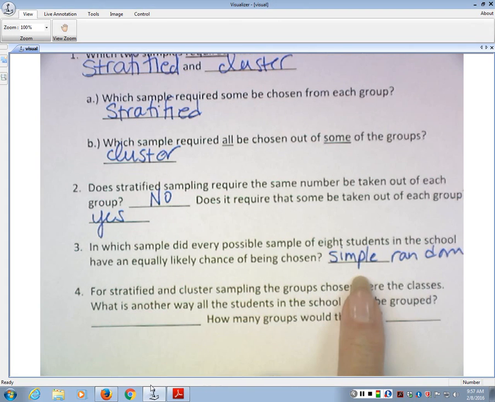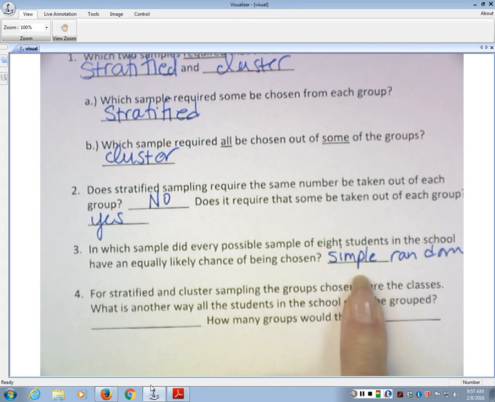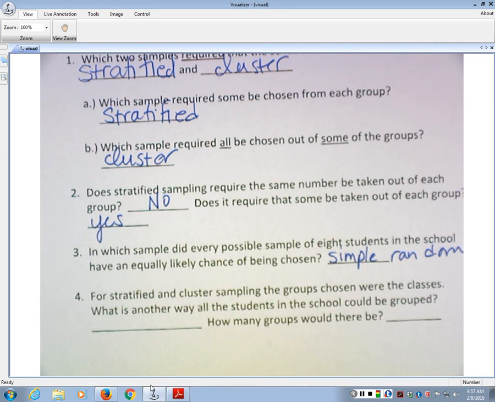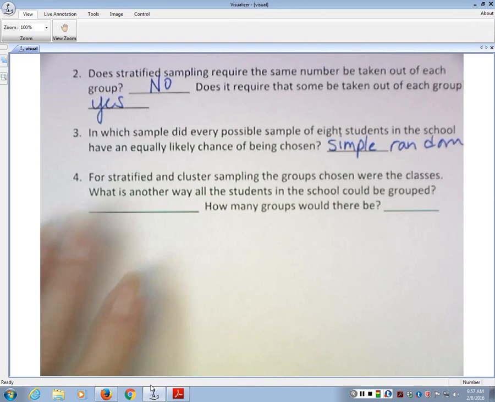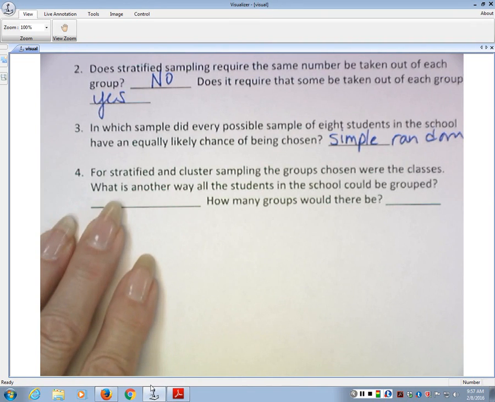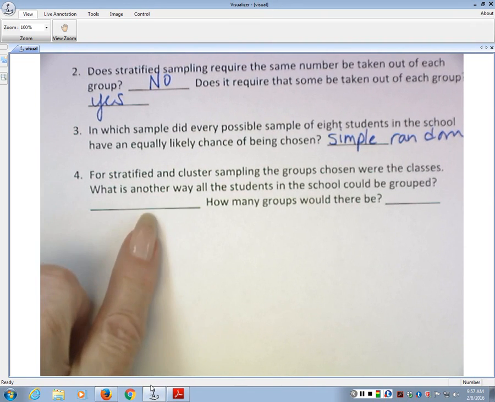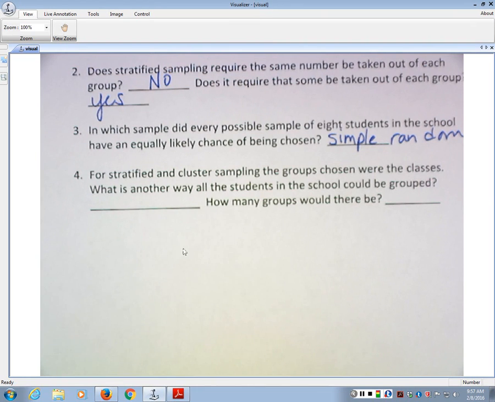Now, the systematic came close, because you randomly chose the starting point and then you randomly chose the increment and then went through until you got 8 students. But the thing about that is that some of you had to go past the starting point and some of you didn't, depending on what increment you chose. So for stratified cluster sampling, the groups chosen were the classes. Is there another way all the students in the group could be grouped?